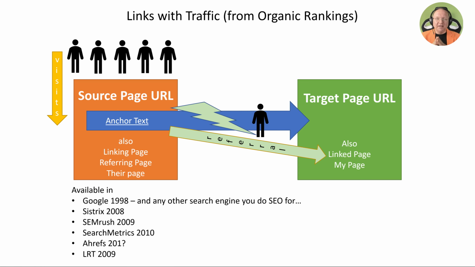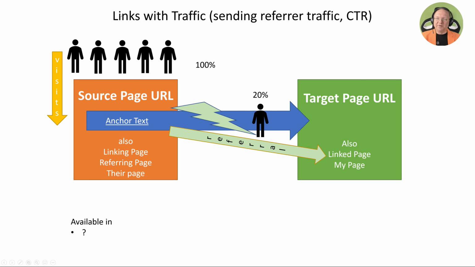Referral traffic. Links with traffic from organic rankings that send people to a target page. So the referral traffic here would be links with traffic sending referrer traffic. And I've not seen this in any tool. So when 100% of the visitors come to a page and only 20% click through, that's a very different number. And a couple different search patents come into play here.